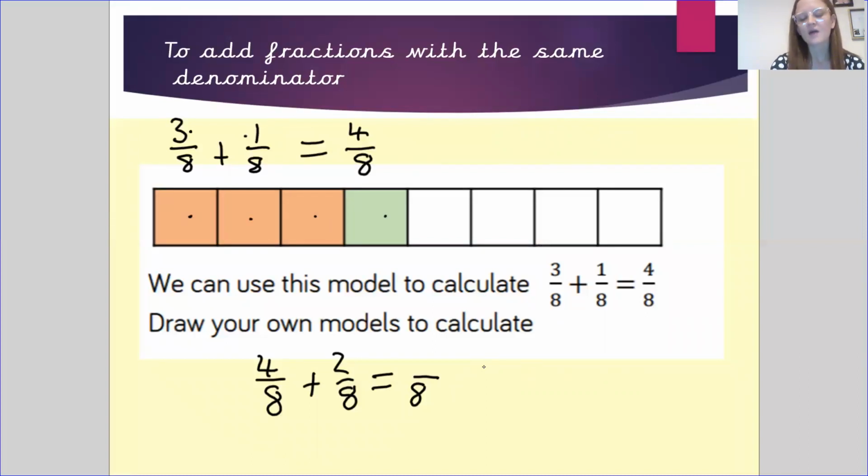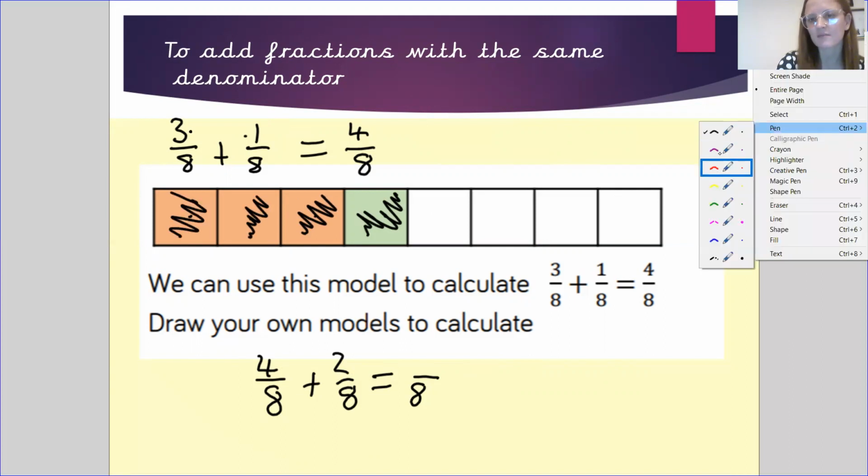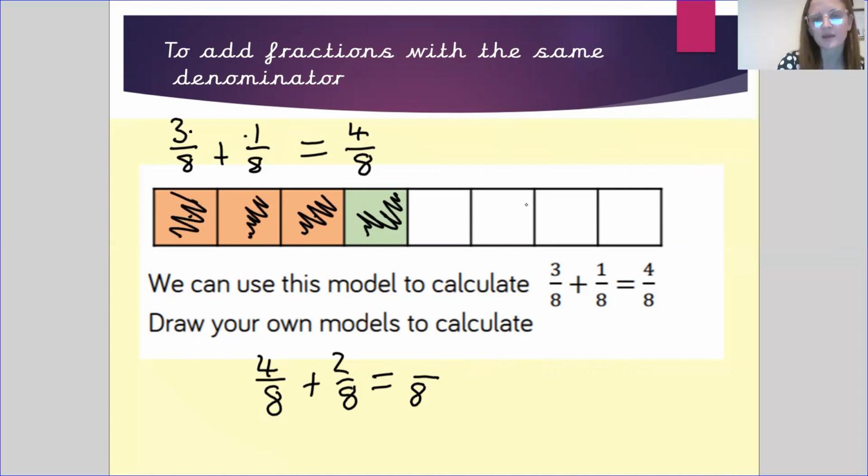So quickly do that now, and then we'll go through the answer. Okay, so if I have my 4 eighths plus my 2 eighths, so I've got 4 pieces, and I'm just going to color them in using the same bar model that we used for the previous question. There's my 4 eighths, I've colored them in black, and I'm going to color in my 2 eighths in pink.